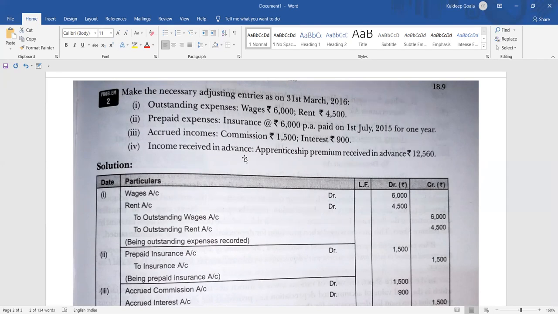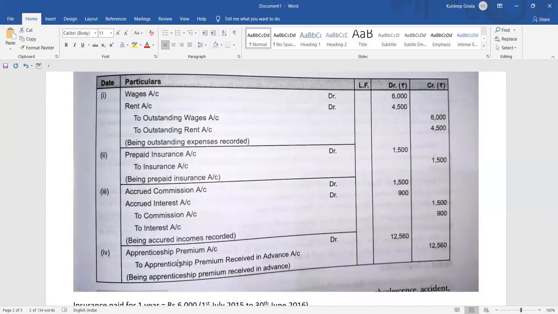So one side is done, it will be showing credit, and the other side, what is it? Apprenticeship premium. So the item comes by itself. So apprenticeship premium account debit to apprenticeship premium received in advance account 12,560, right? So it is apprenticeship premium account debit 12,560 rupees to apprenticeship premium received in advance account 12,560.